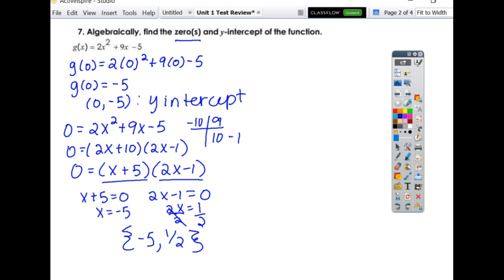And to find the zeros, you set each of those equal to 0. So the x plus 5 sets equal to 0, and the 2x minus 1 sets equal to 0. And when I subtract the 5, I get -5. I add the 1 and divide by 2, I get 1/2. And it asks you to write it as a 0. When you write it as a 0, this is how you write it to get credit.